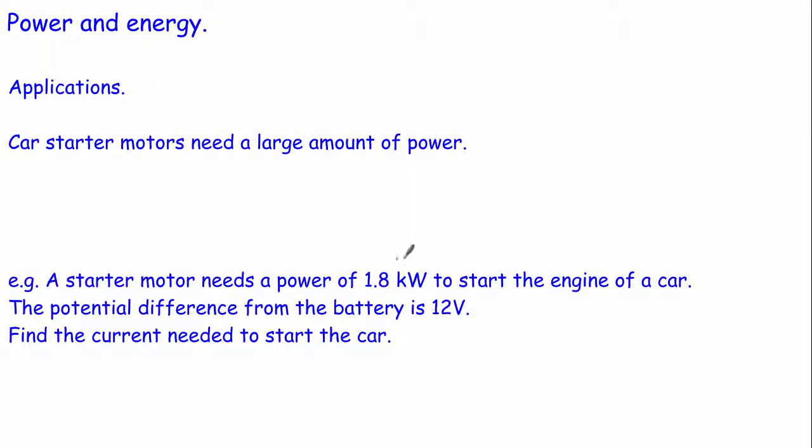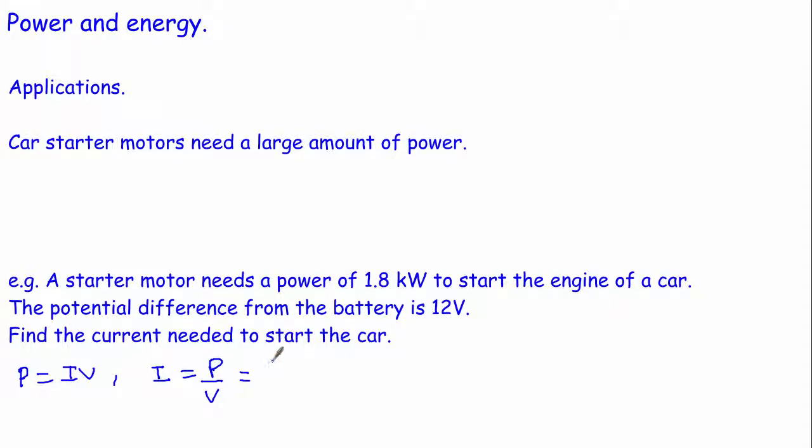So you've got a starter motor. It needs a power of 1.8 kilowatts to start the engine of a car. The potential difference from a car battery is 12 volts. Most car batteries now use 12 volts, and we want to know the current. Because we've got a big power and a fairly small voltage, we're going to need a big current. So we just use our simple equation, P equals IV. I can rearrange that: I want to know the current, so that's equal to P over V, and then I just put my numbers in.